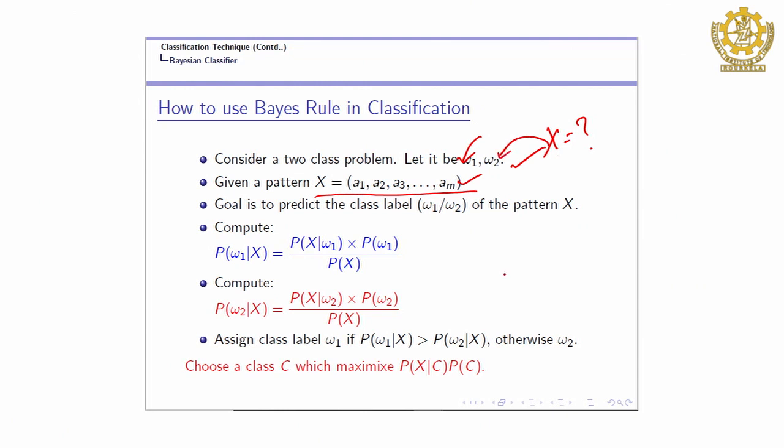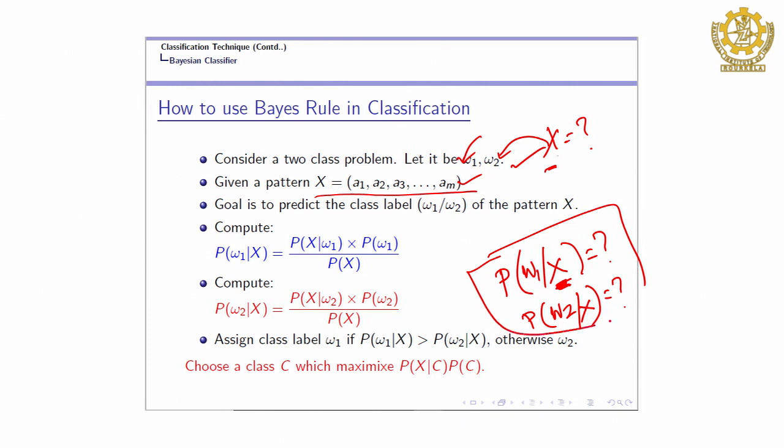So, what do we do? We will find the probability that pattern x belongs to W1. That means, when you know the value of x, that is, we know that something has occurred, what is the probability that x belongs to W1. We will find it using Bayes rule, and then the probability of x belonging to class W2, also using Bayes rule, and whichever probability is maximum, we will consider that as the class level of x. Is it clear?